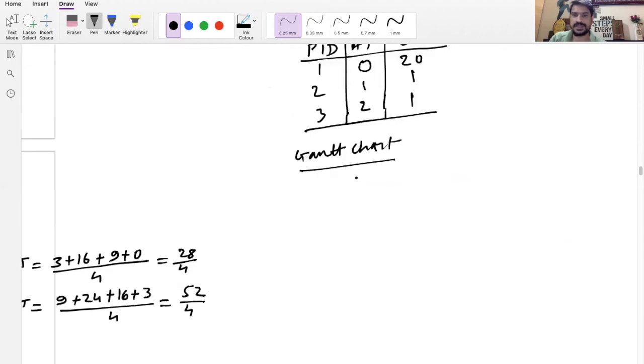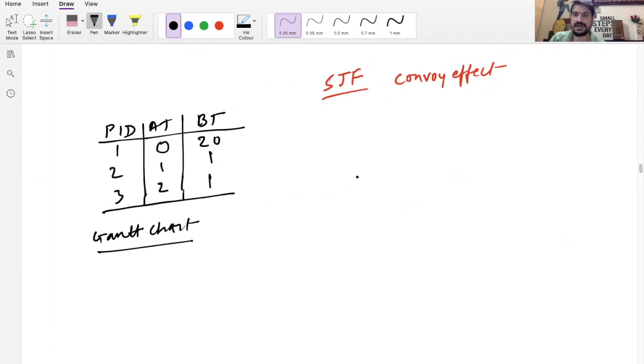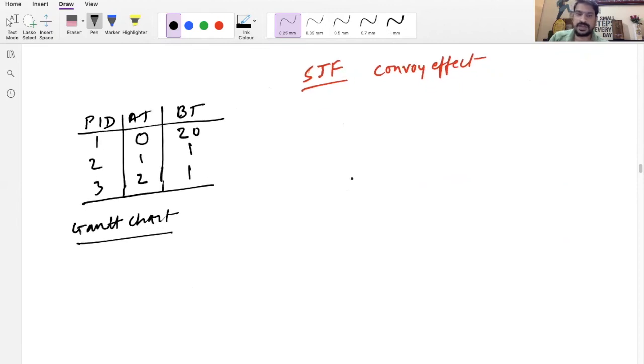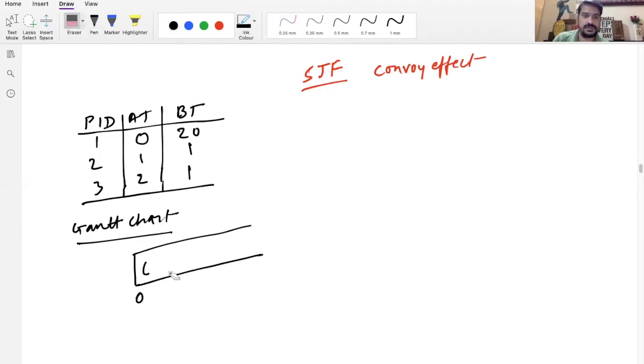But it is a type of algorithm, that's why we are learning it. Let's go to the convoy effect and try to understand what is happening in this particular example. At time 0, only one process is available, which is process P1, having the burst time 20. So we don't have any choice but to put process P1 into the CPU, and it will execute for 20 units of time.